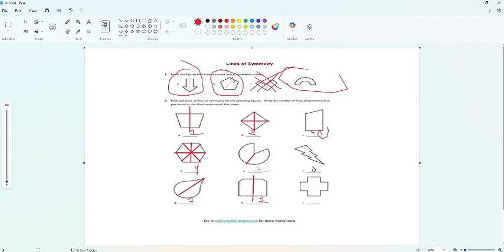And finally, let's see, right here, a cross or medical symbol. This would be good. This would be good. This would be good, and this would be good. So I'd say there's 4 lines of symmetry. There you have it, students. My guide to line symmetry.